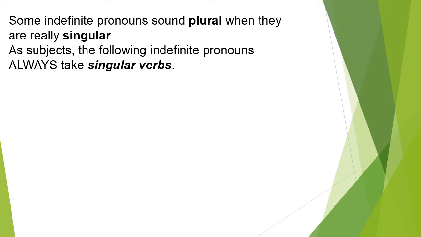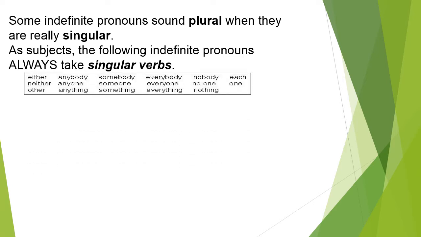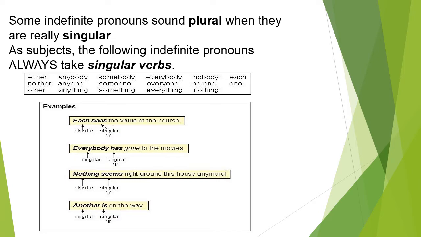Now, indefinite pronouns seem plural, but they are always singular. So whenever you have any of these indefinite pronouns, you add S to the verb, you use is, was, has, or does. For example, each sees the value of the course. Everybody has gone to the movies. Nothing seems right around. Another is on the way.